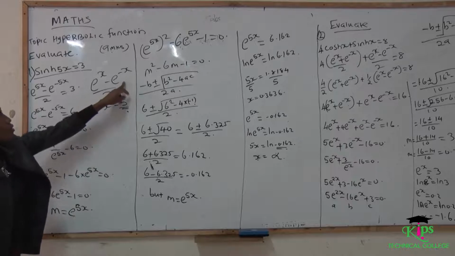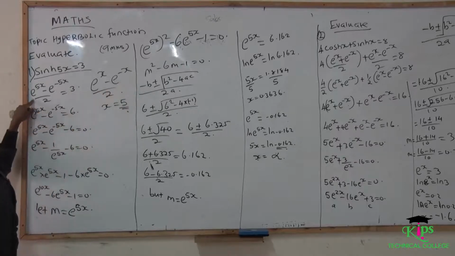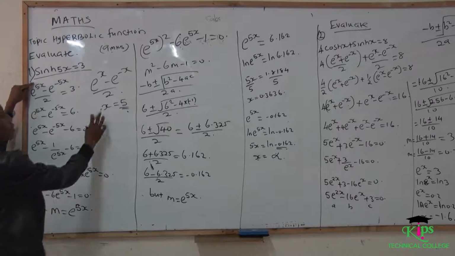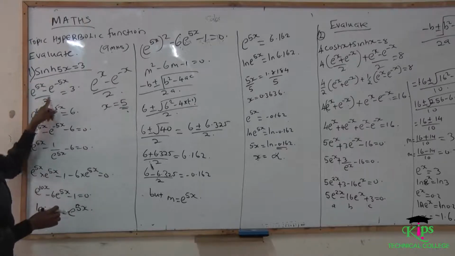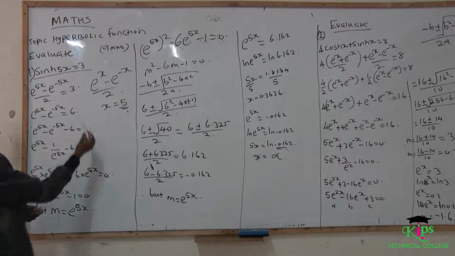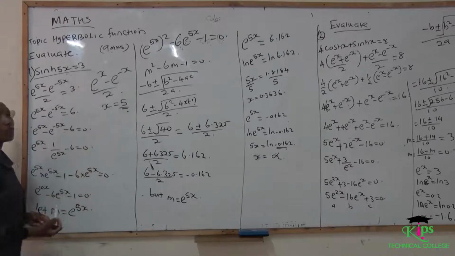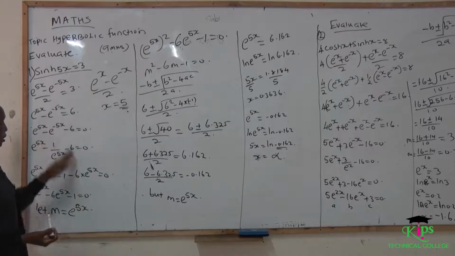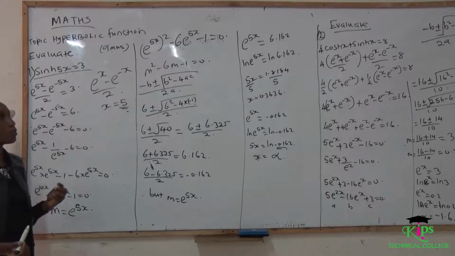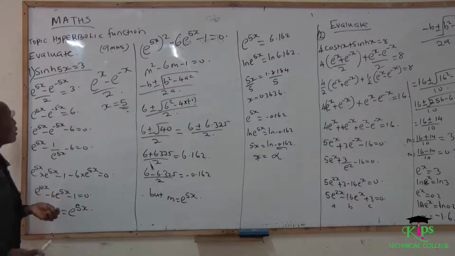And this is the formula for sinh. So you are going to say exponential 5x, we replace x with 5x, minus exponential negative 5x, divided by 2, should be equal to 3 using the formula. And then from there we are going to simplify and get the value of x using the formulas that we were able to go through in hyperbolic functions.